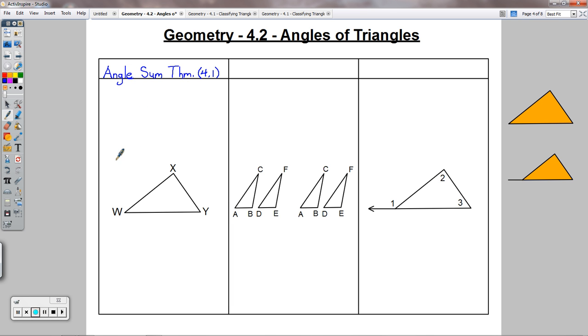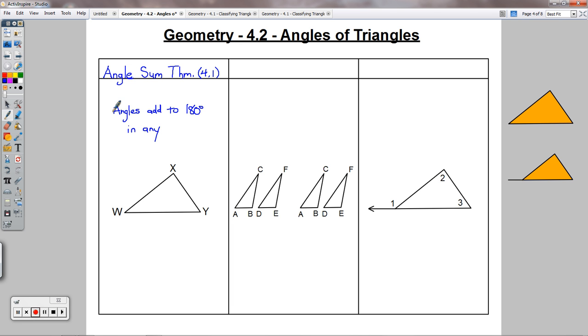So you could refer to it as theorem 4.1, but better referred to as the angle sum theorem. That theorem states that if you take any triangle, the three angles in that triangle are going to add to 180. Their measures will add to 180. So let's write that down. The angles add to 180 degrees in any triangle.